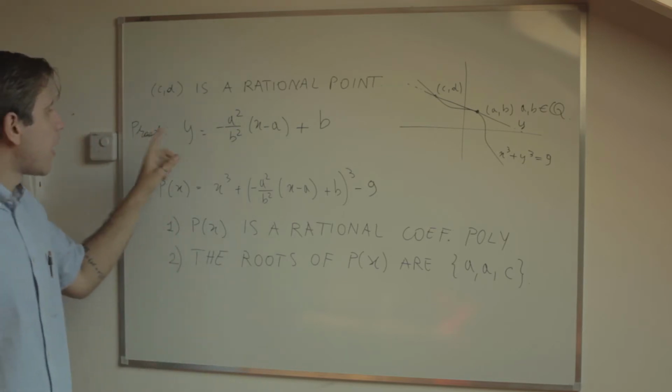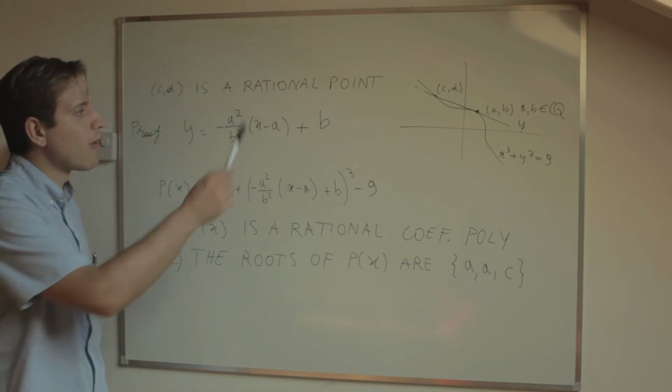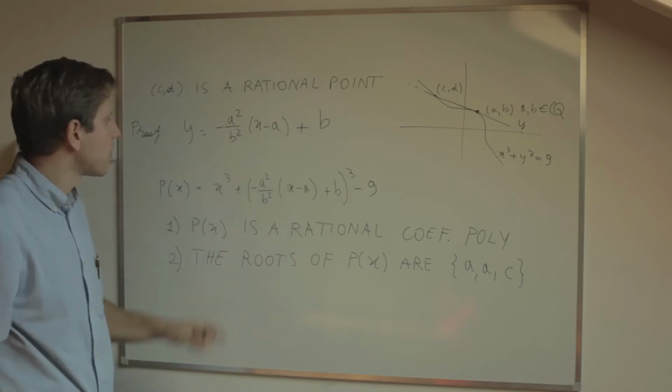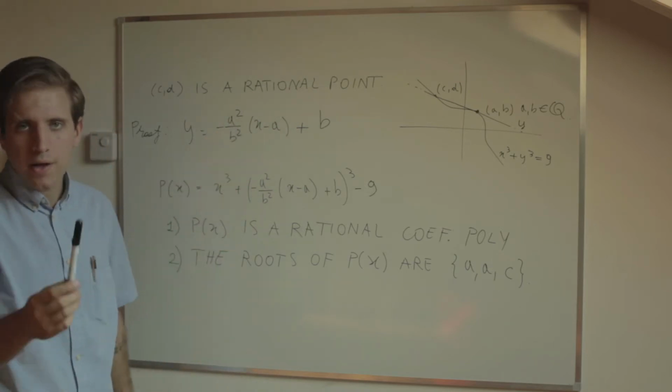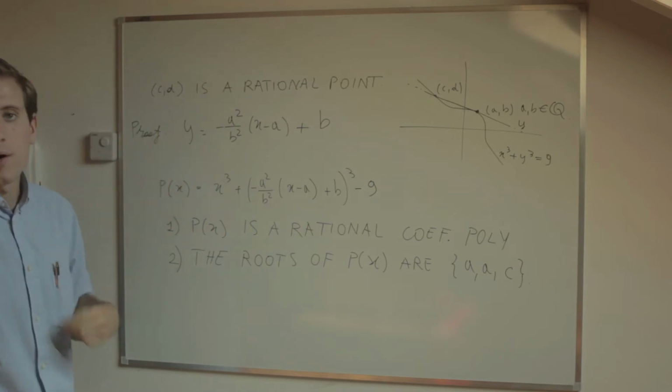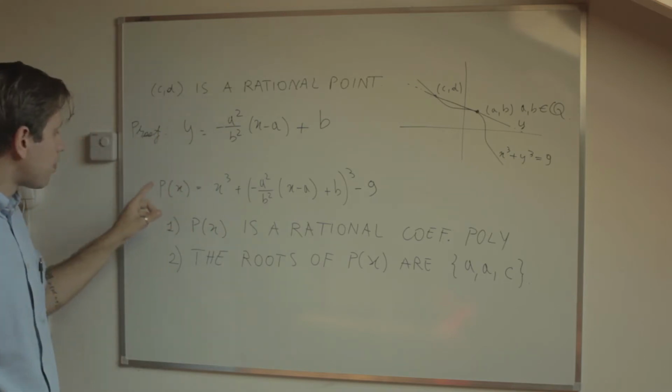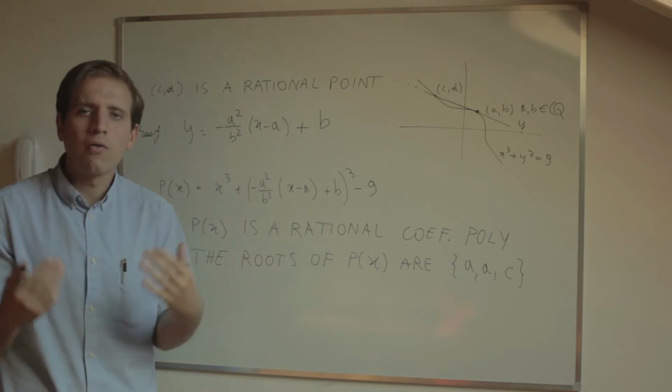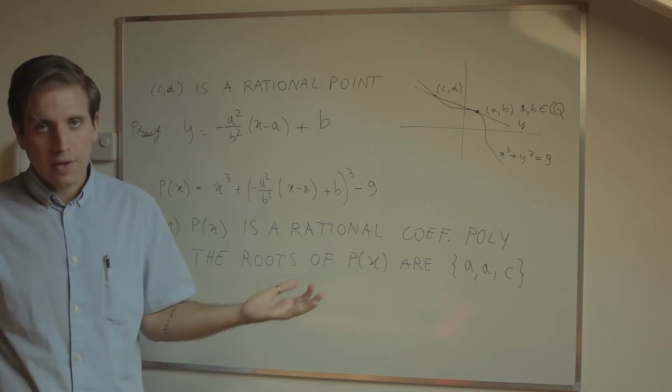We will start by writing the equation of the tangent line to this curve in terms of the tangent point (a, b). And if we plug it into our cubic equation, we will get a polynomial. The roots of this polynomial, of course, will describe the intersection.